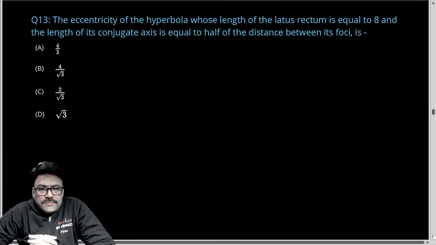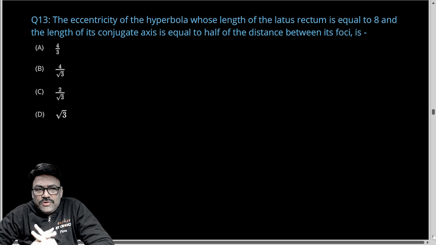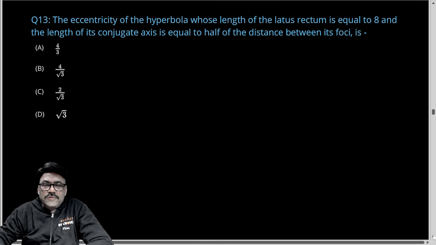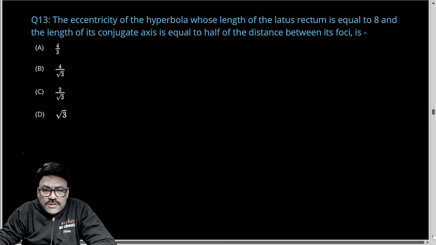Okay, see this question. This is from hyperbola. The eccentricity of the hyperbola, whose length of lateral rectum is equal to 8, and the length of its conjugate axis is equal to half of the distance between foci. You have to find the eccentricity. So what they have given? Length of the conjugate axis is 2b.